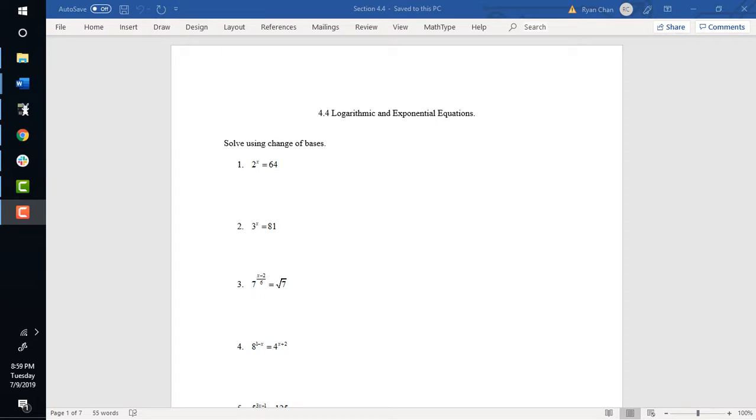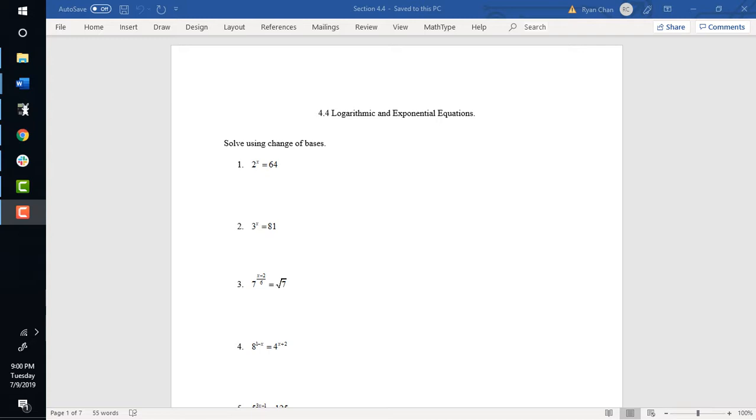Today we're going to be going over section 4.4. 4.4 will be quite a long section as there's multiple parts to it. One thing too is when you are doing 4.4, make sure you understand 4.3, which is the properties of logs. So why do we use the properties of logs? Because it's going to help us solve logarithmic equations and exponential equations as well.